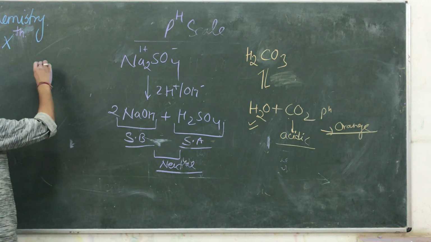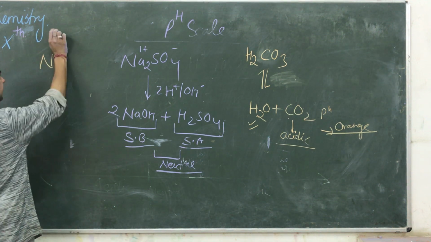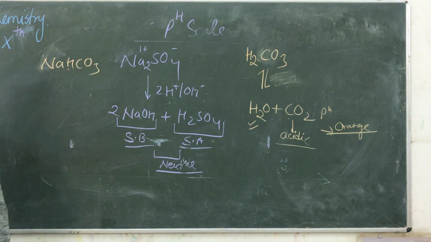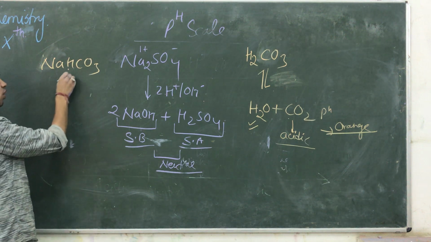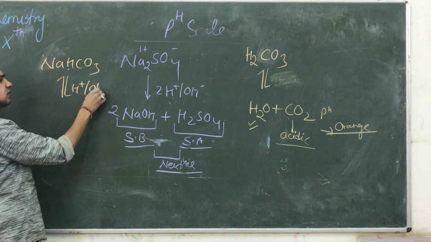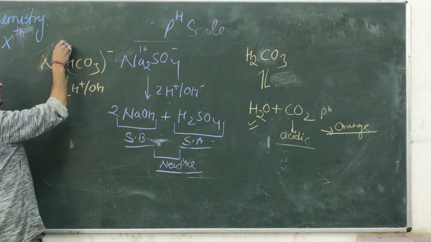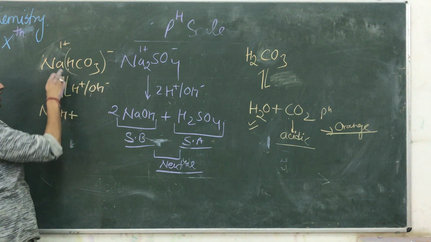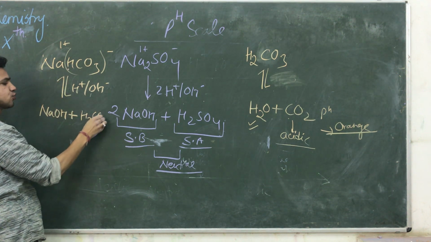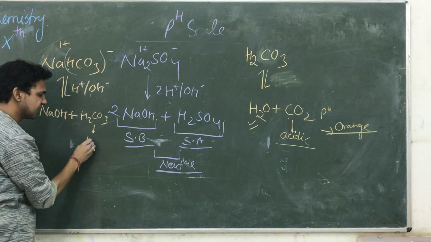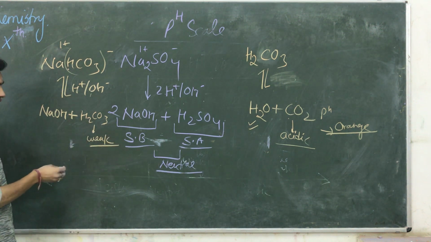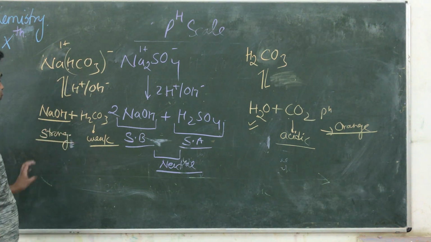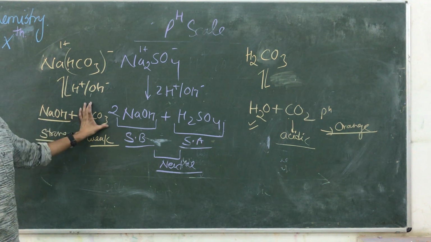The next example is NaHCO3, sodium bicarbonate. When we dissolve sodium bicarbonate in water, HCO3 is minus and Na is plus. So Na reacts with OH to form NaOH, and H reacts with HCO3 to form H2CO3. So the nature of this acid is weak. It is a weak acid and the nature of NaOH is strong. So NaOH is strong and the acid is weak.